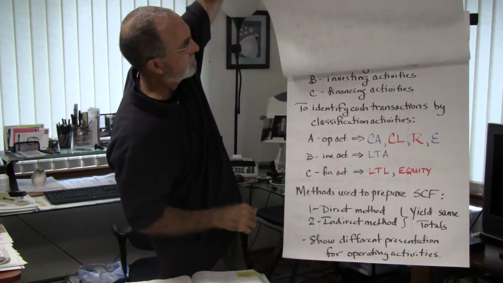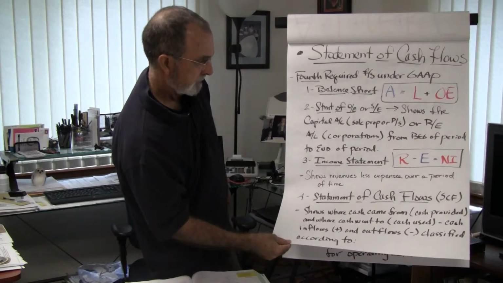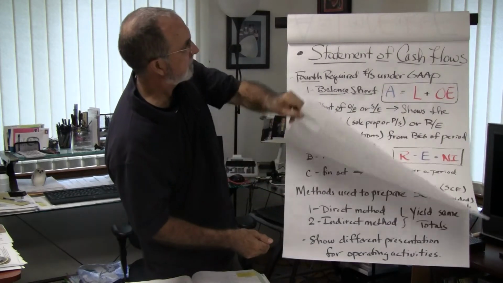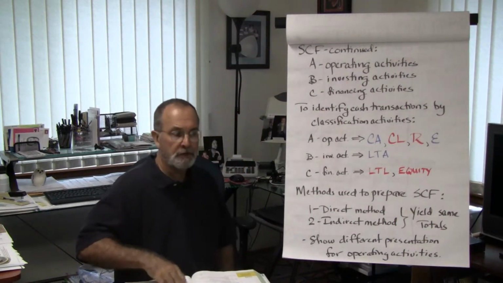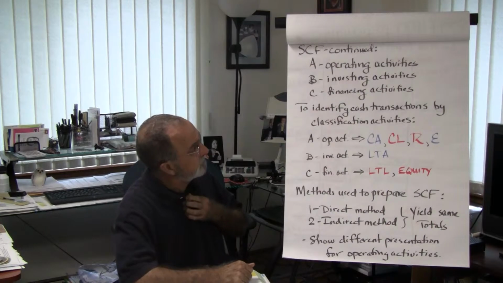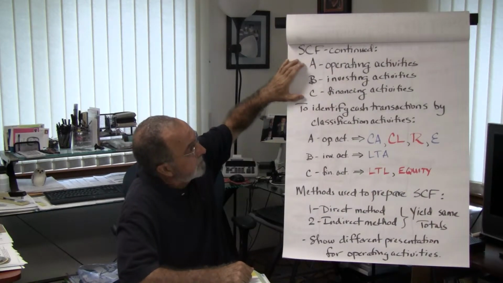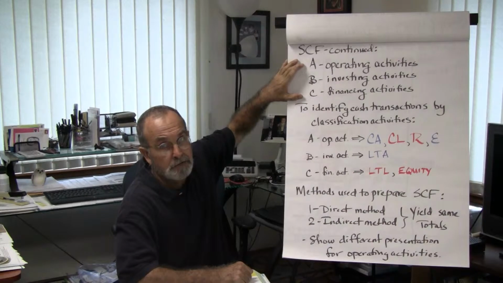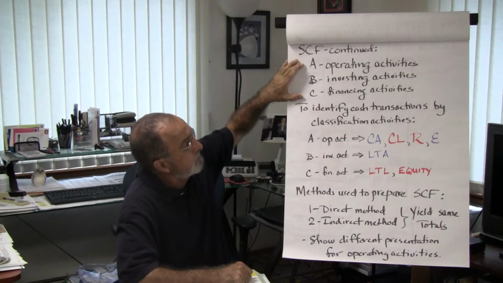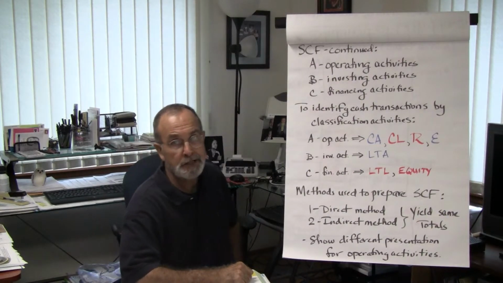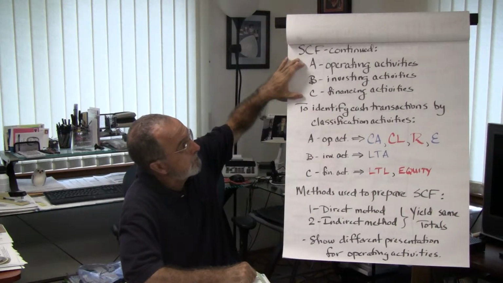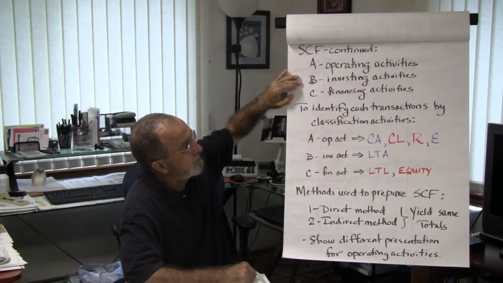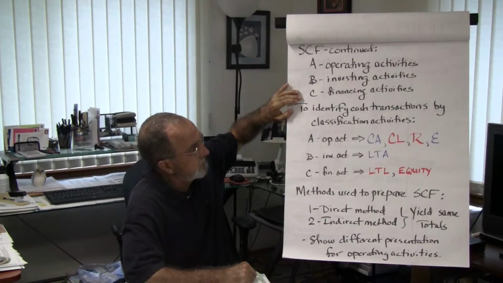The statement of cash flows shows a slightly different classification of cash activities. We classify cash inflows and cash outflows on the statement of cash flows into three main categories. Those three categories are operating activities, investing activities, and financing activities.